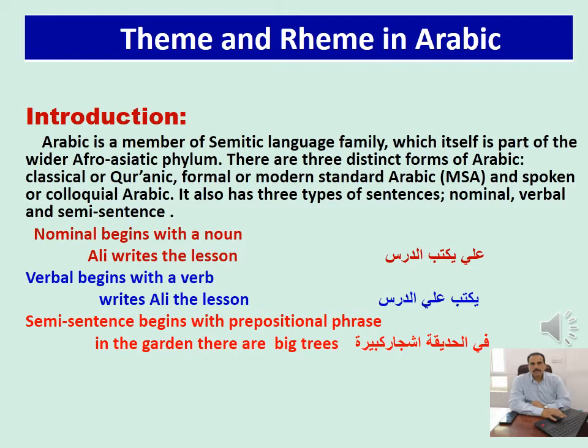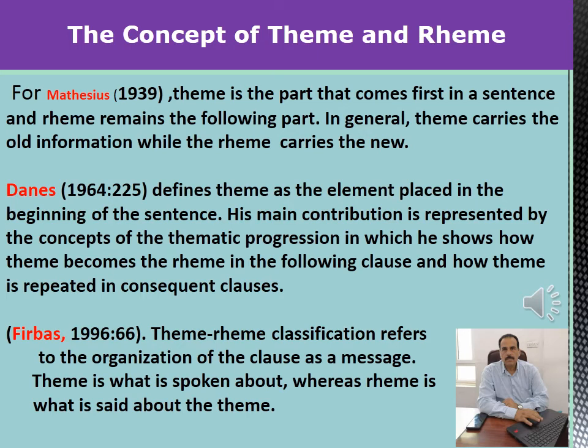A nominal sentence begins with a noun. That's why we call it a nominal sentence. Like Ali yaktubu al-darsa. Ali writes the lesson. A verbal sentence begins with a verb, like yaktubu aliyu al-darsa. Writes Ali the lesson. While a semi-sentence begins with a prepositional phrase, like في الحديقة أشجار كبيرة. In the garden there are big trees.